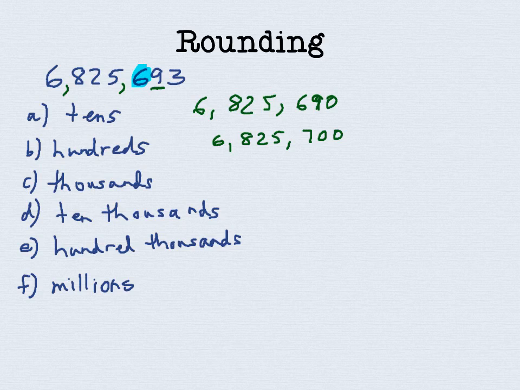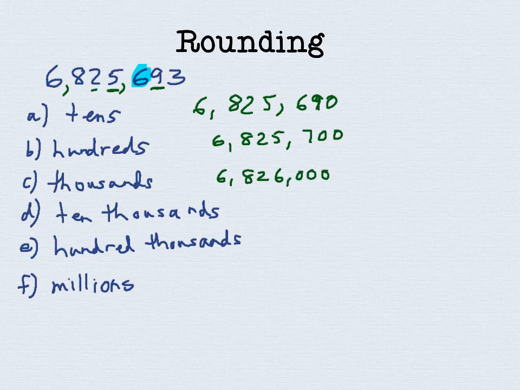Thousands. The thousands position is the 5. The digit to the right of that is a 6. So it becomes 6,826,000, because the 6 rounds the 5 up by 1, and 3 zeros hold the place.